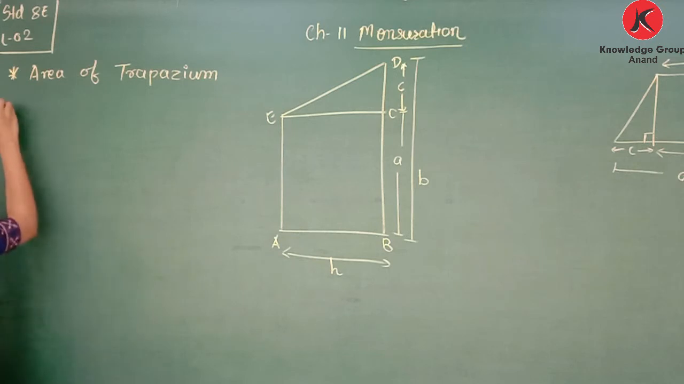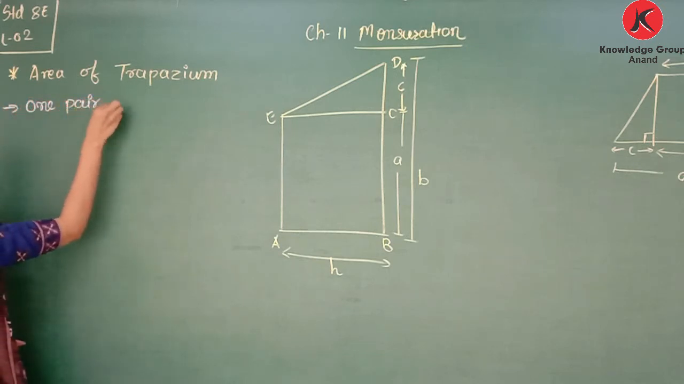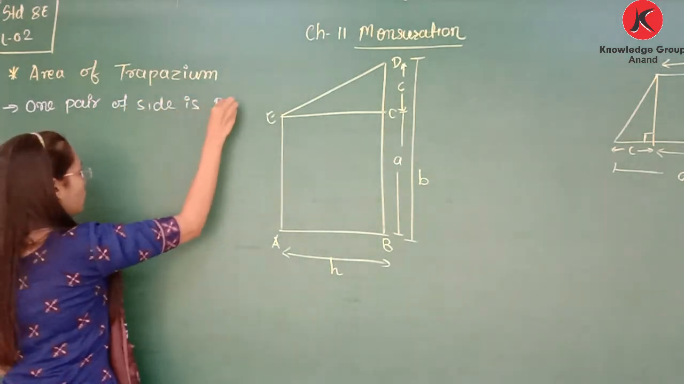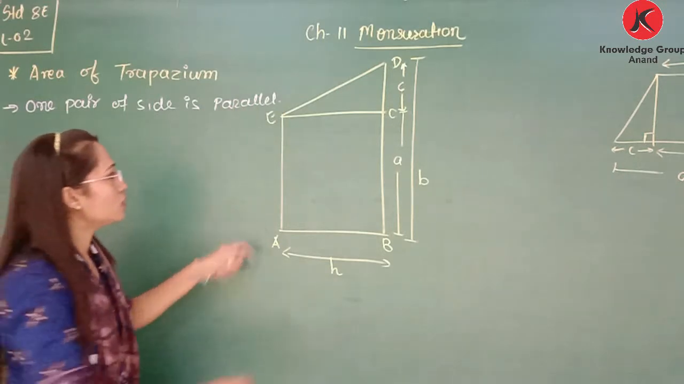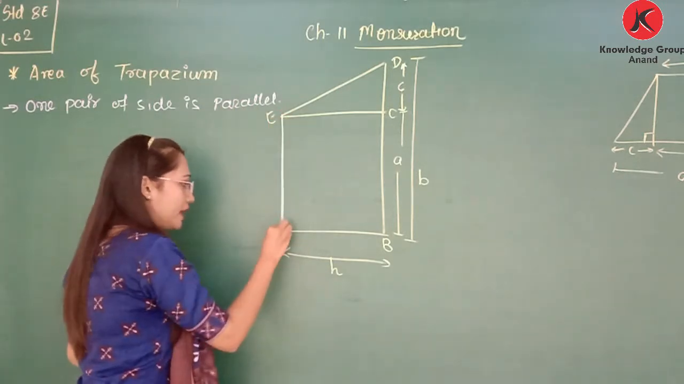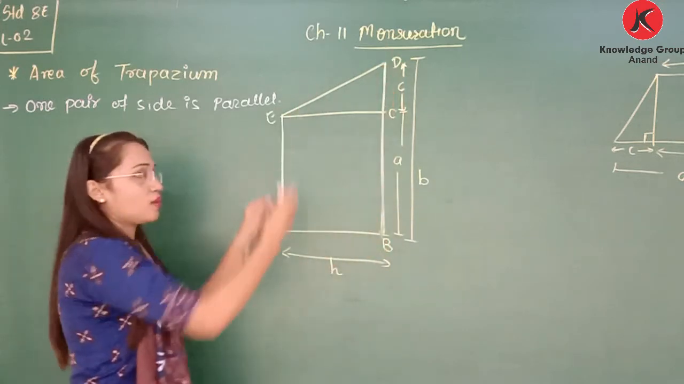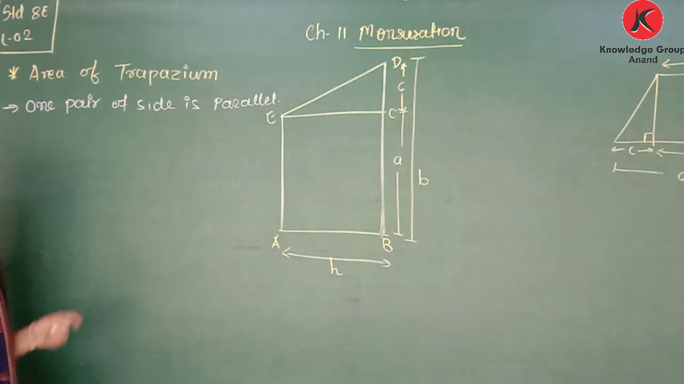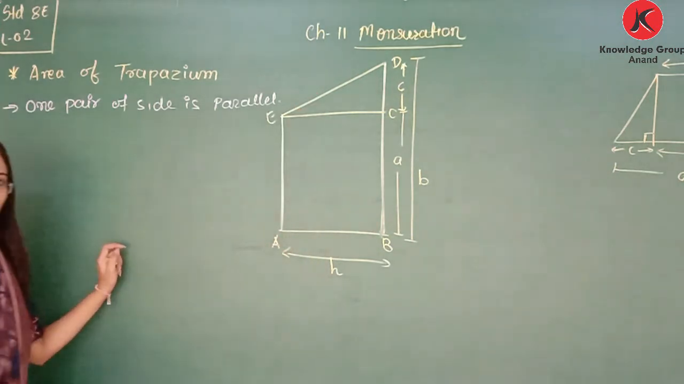We can say a trapezium has one pair of sides that is parallel, not equal in length but only parallel. So in this figure you can see this is AB and this is BD. These are parallel, meaning they are moving in one direction. So this is one pair of sides that is parallel to each other.